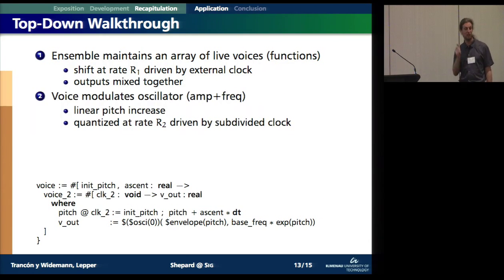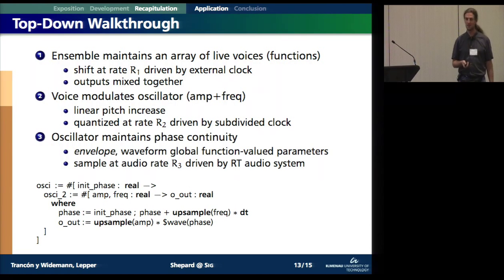Then the second tier, every voice has an oscillator and modulates the amplitude and the frequency of that oscillator. The pitch increases linearly, and it's run at some faster rate that's obtained by subdividing the clock of the switching events into steps. For the first one, I used 12 steps for every octave, and now I'm using something like 1200.